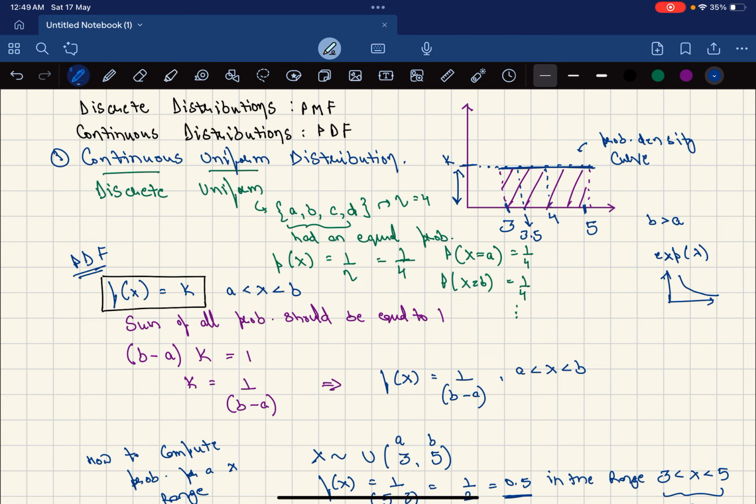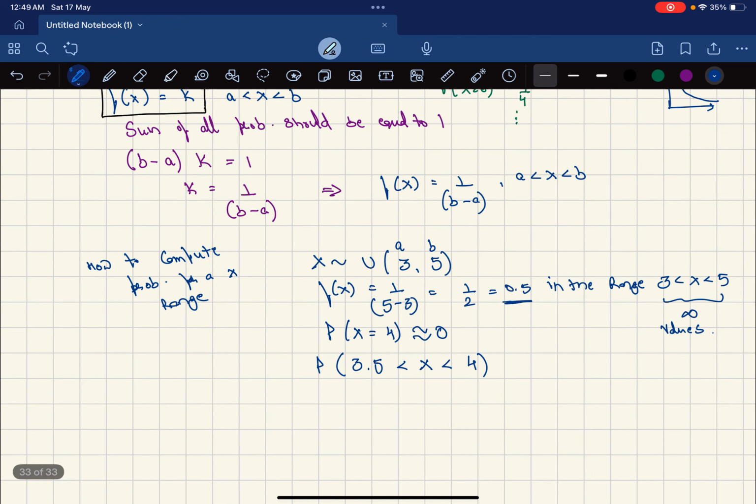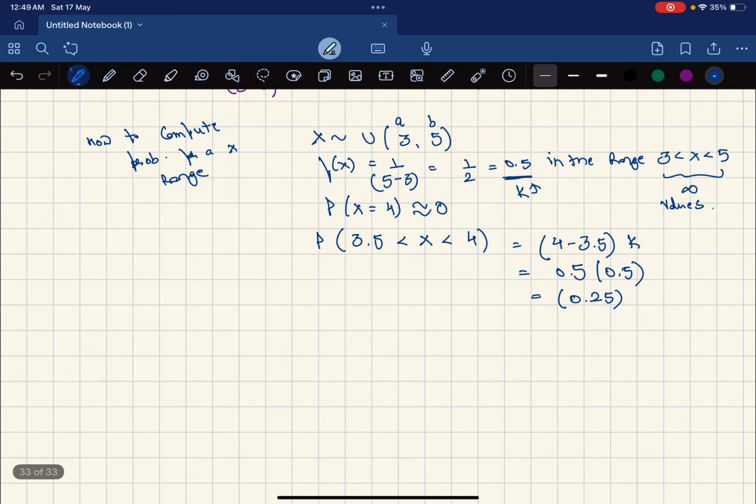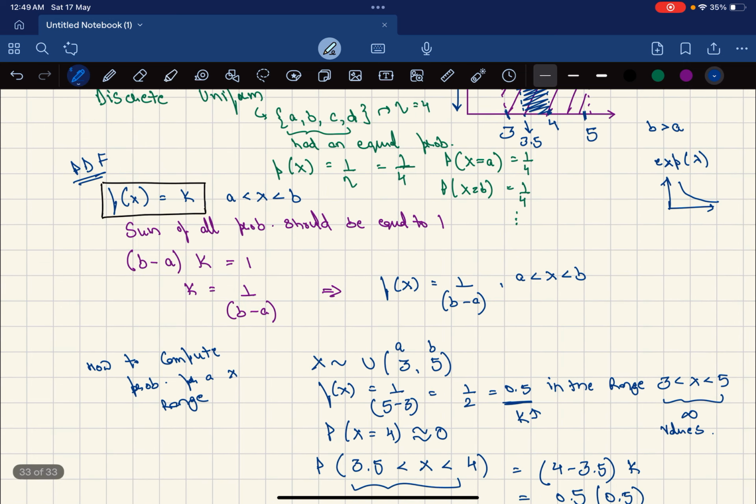Now if you remember again, to calculate the probability for this range, we simply calculate the area in this particular region here. So now the new base becomes 4 minus 3.5, while the height is still the same, k. So this is 0.5 into height, and height we already know is 0.5 as we derived here. So we get the required probability as 0.25, which makes sense since this is a uniform distribution and we are taking 1/4 of the total range. Therefore, the probability should be 0.25 here.